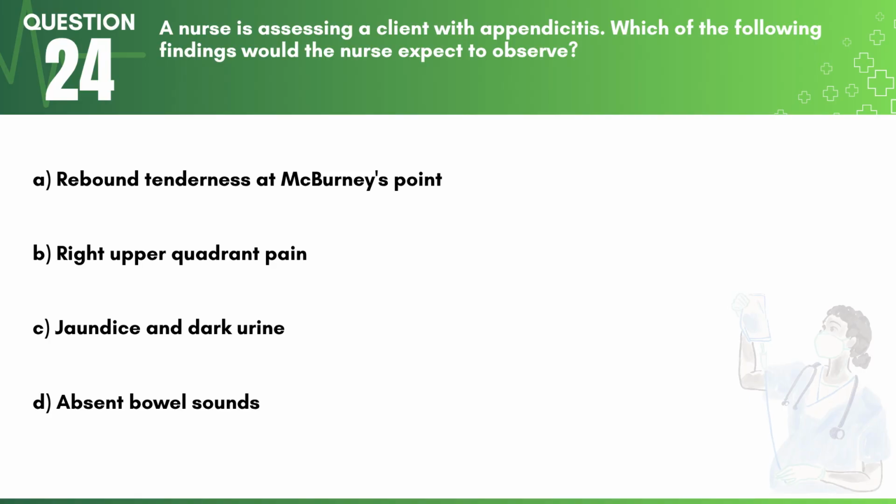Question 24. A nurse is assessing a client with appendicitis. Which of the following findings would the nurse expect to observe? A. Rebound tenderness at McBurney's point. B. Right upper quadrant pain. C. Jaundice and dark urine. D. Absent bowel sounds.